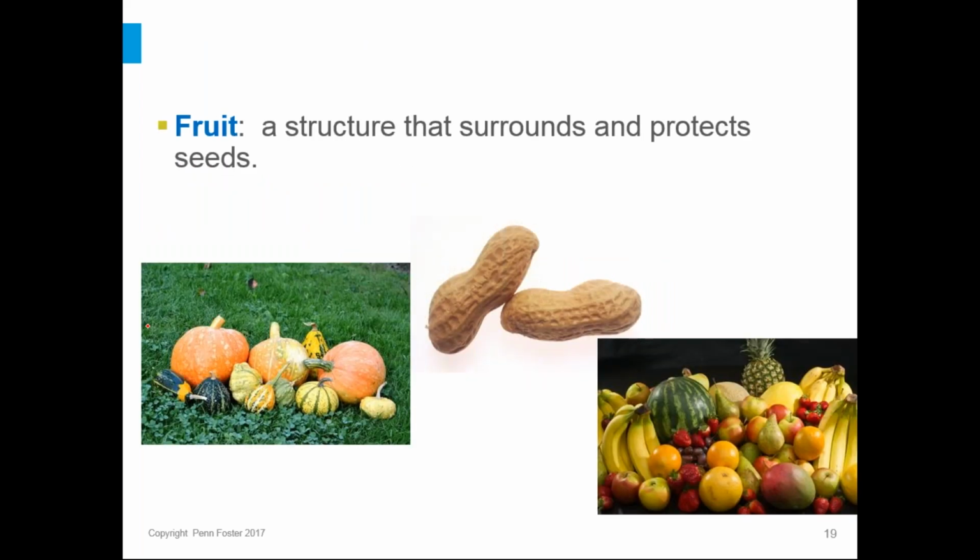Okay, so at the beginning of the next section, we talk about fruits. So what is a fruit? The biological definition of fruit is a structure that surrounds and protects seeds. So to a biologist, foods like cucumbers, tomatoes, pumpkins, peanuts, and peas are considered fruits, as well as apples and grapes and other foods that we traditionally think of as fruit. So everything on the screen right now is actually technically considered a fruit.